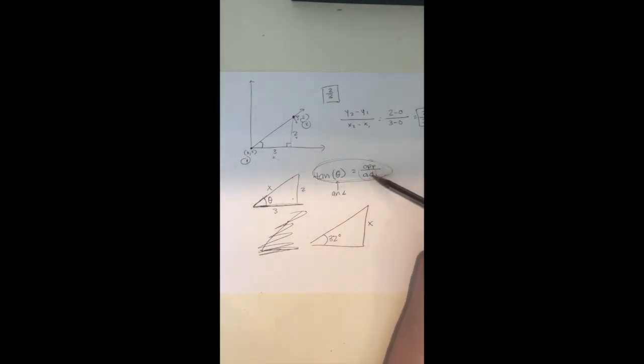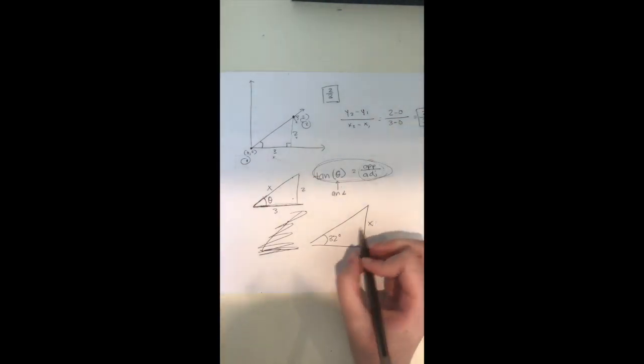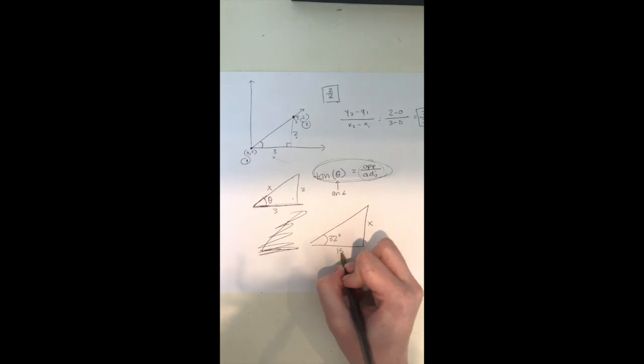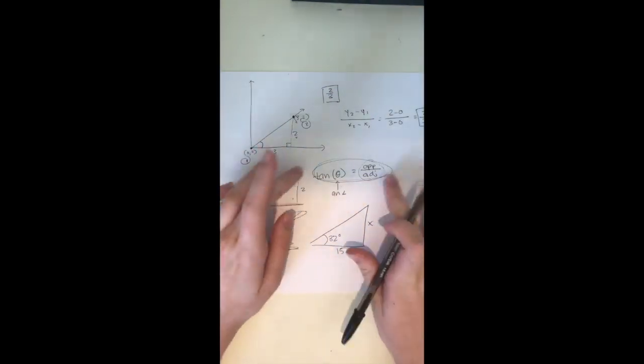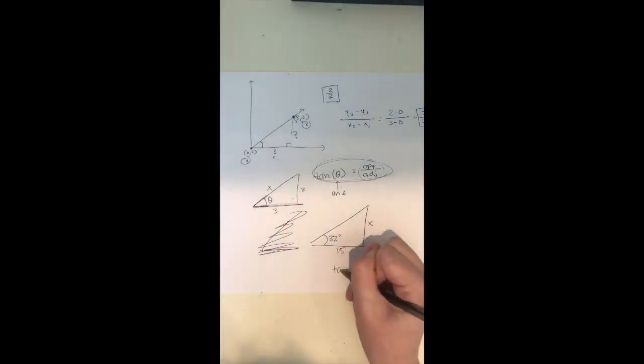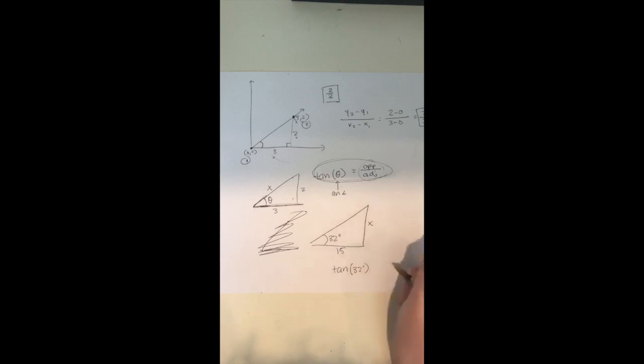The opposite over adjacent is your tangent ratio, just in case you need a clarification on that. So let's say this is x and this is, I don't know, 15. So we can basically just plug in what we have into this formula. Tangent of the angle we're given, which is 32 degrees, equals opposite, which is x, over adjacent, which is 15.